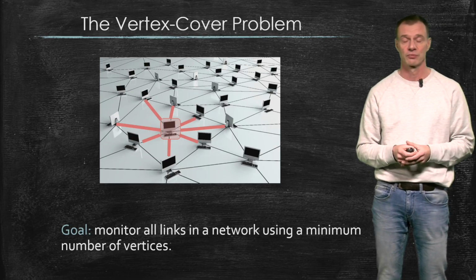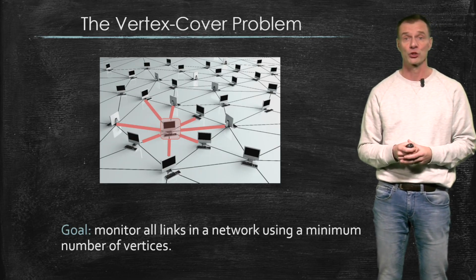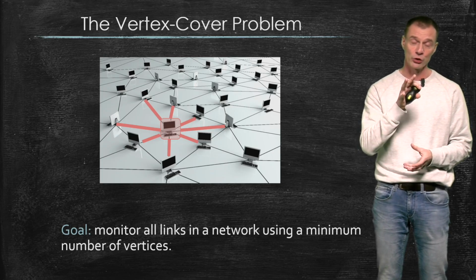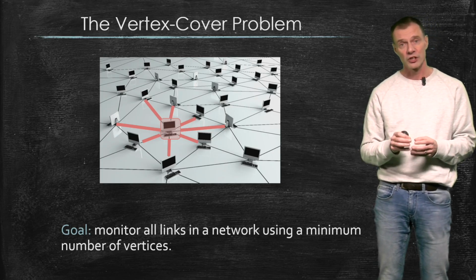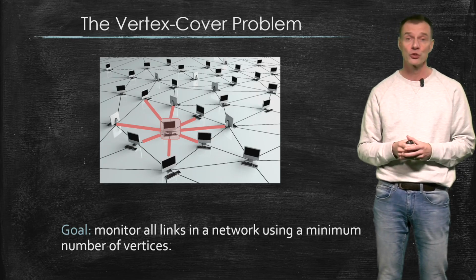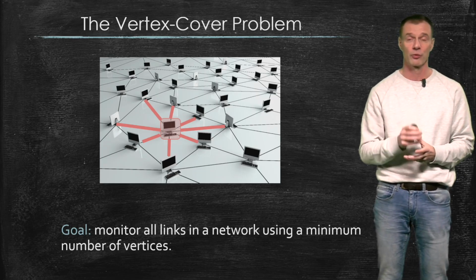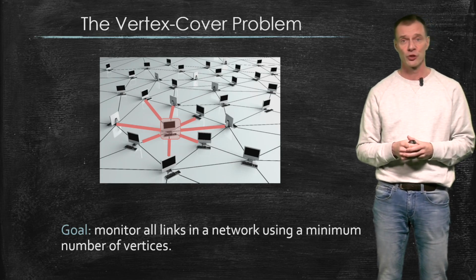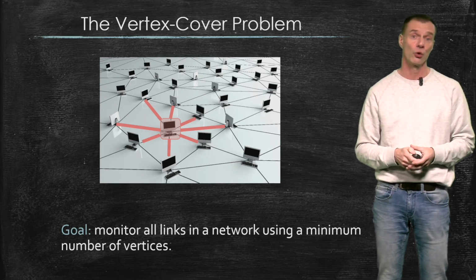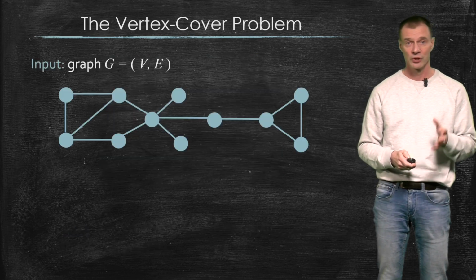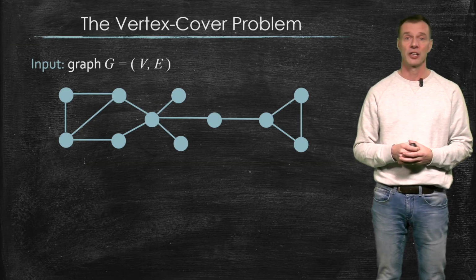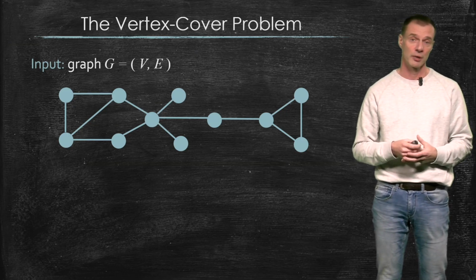Well, that actually means that this computer that now has this little piece of software installed on it can monitor all these links. And the problem that we want to solve now is, suppose we have a network and we want to be able to monitor all the links. What is the smallest set of nodes in this network, the smallest set of computers, that we can use to install this little piece of software so that we can monitor all the links?